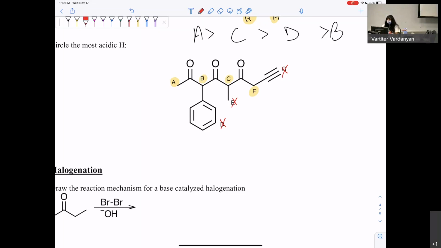And then the next thing I'm going to say is, all right, there's 3 carbonyls. So 2 of these guys have double alpha, and 2 of them are only single alpha. So A and F, we can get rid of because they are only alpha to 1 carbonyl, whereas B and C are alpha to 2 carbonyls.